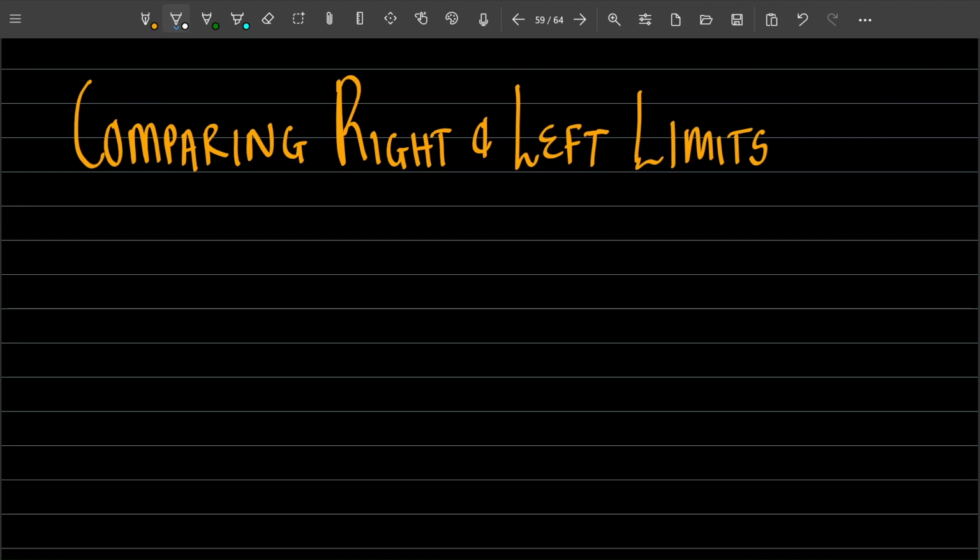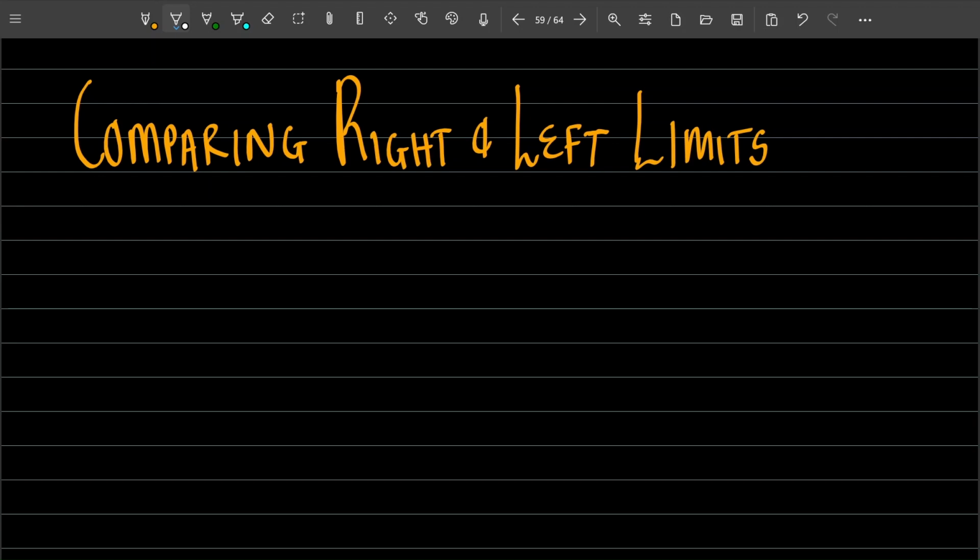Okay, now let's talk about this method of finding limits, which is a method of comparing your right hand and left hand limits. Why do we do this? Why are we going to be using this method? Some limits are best calculated that way.